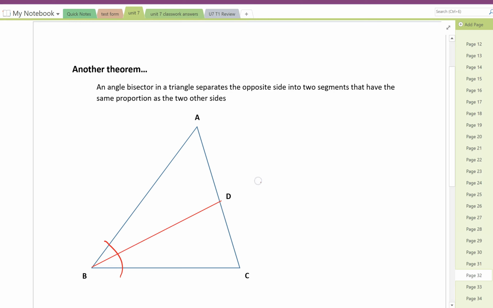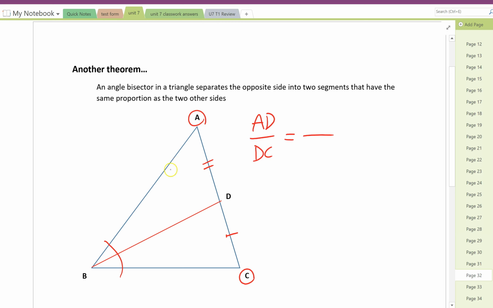Bisect angle B. So if angle B was 50 degrees, I would be cutting it into two 25-degree angles. Let's say I do that. What it does is it cuts AC, it cuts that line into two segments. So two segments of potentially different lengths that have the same proportion between them. So the proportion between AD and DC is the same as the proportion between the two other sides.